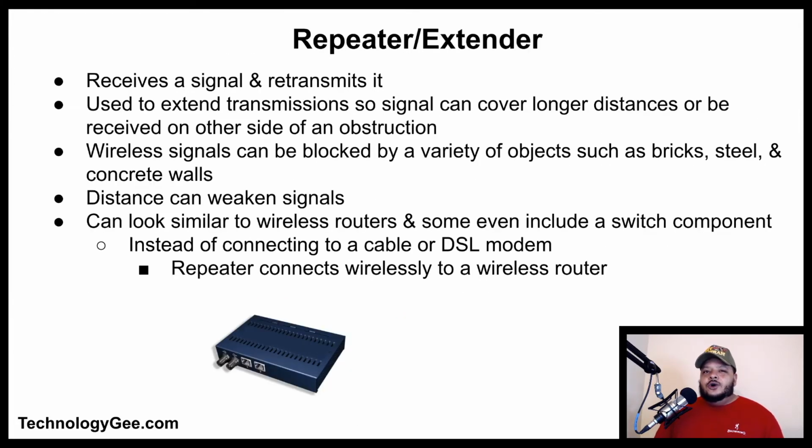A repeater or an extender is an electronic device that receives a signal and retransmits it. Repeaters are used to extend transmissions so that the signal can cover longer distances or be received on the other side of an obstruction. Wireless signals can be blocked by a variety of objects such as bricks, steel, and concrete walls. Distance can also weaken signals as well.